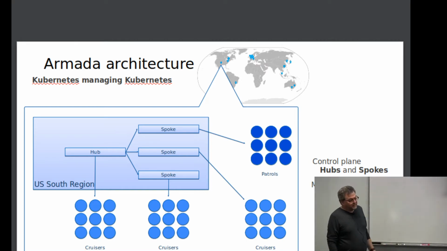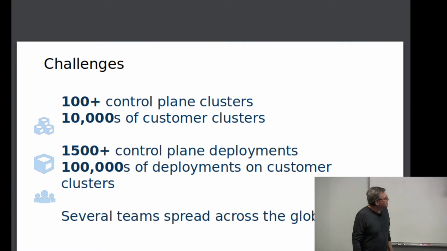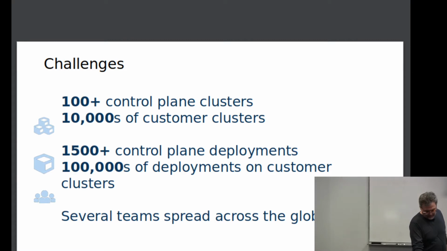So in terms of scale, we've gone from relatively few to relatively many. The control plane clusters, those hubs, folks, there's a little over 100 of those right now in our environment. There's tens of thousands of customer clusters in our environment. Within the control plane, we're managing roughly 1,500 workloads and hundreds of thousands of deployments across the customer clusters. And of course, our teams are quite dispersed across the globe as well, as you would expect from IBM.